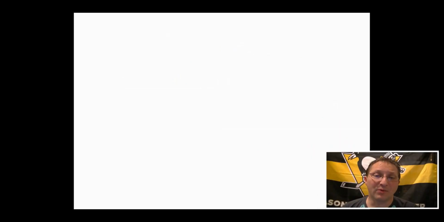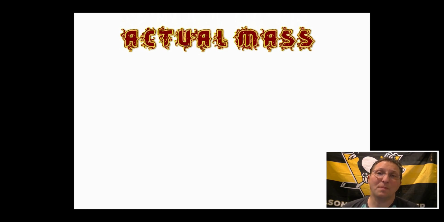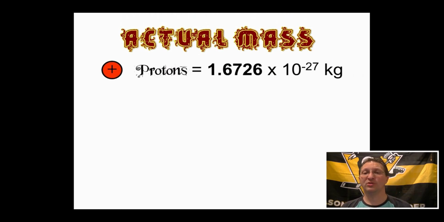All right, so now if we look at the actual mass of a proton, the actual mass of a proton is 1.6726 times 10 to the negative 27th kilogram. Very, very small, right? Now, if you're asking why the other number was different, this is the average mass of all the different protons from all the different atoms that are out there. Last time we were looking just at carbon. This is the average for all protons.